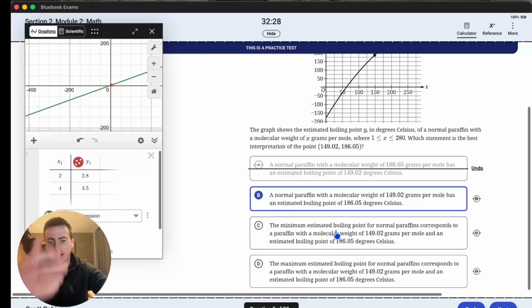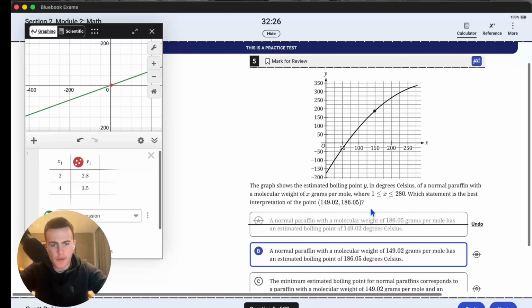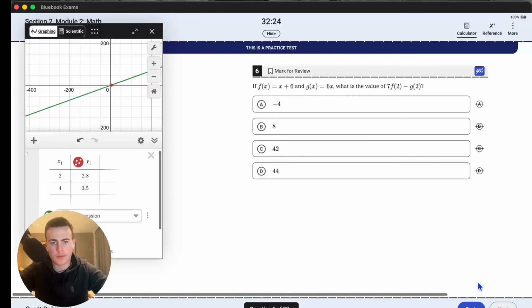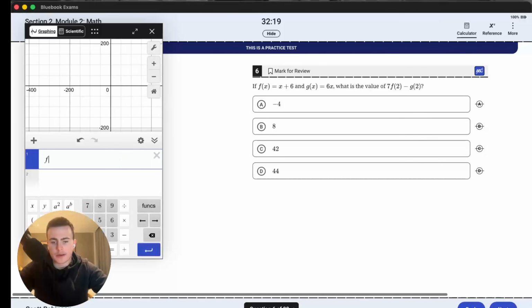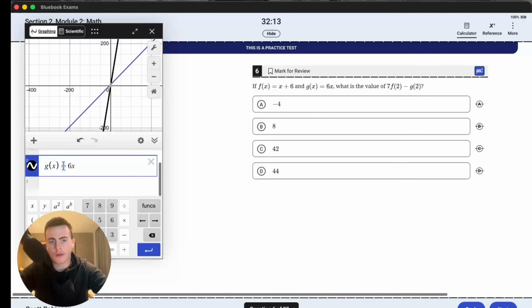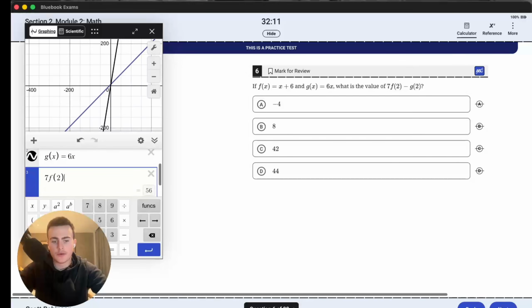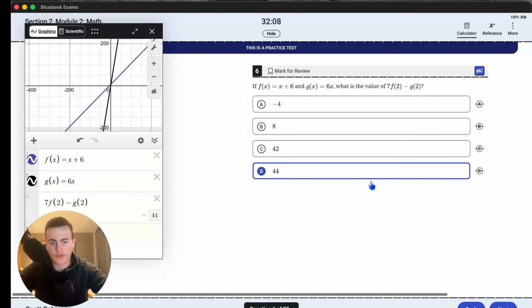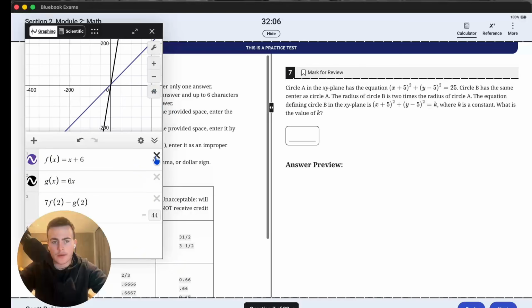I just think minimum and maximum are completely irrelevant, right? Yeah, okay. Move on. If blah, blah, this is literally just plugging it in. F of x equals x plus 6. Desmos just makes this test so easy, man. 7 f of 2 minus g of 2. 44. Great.